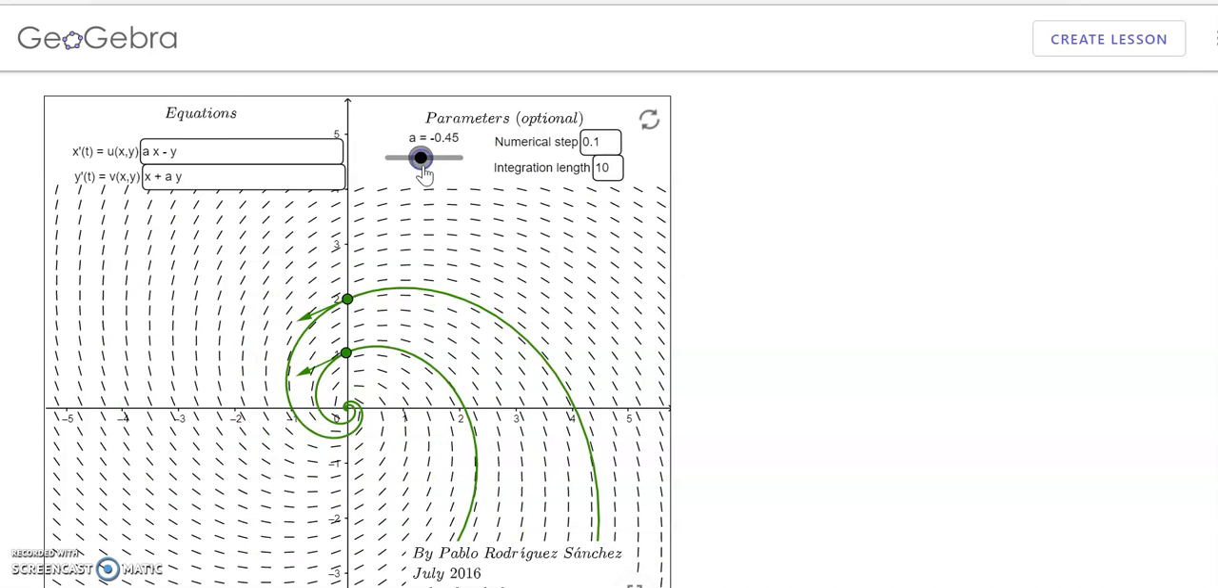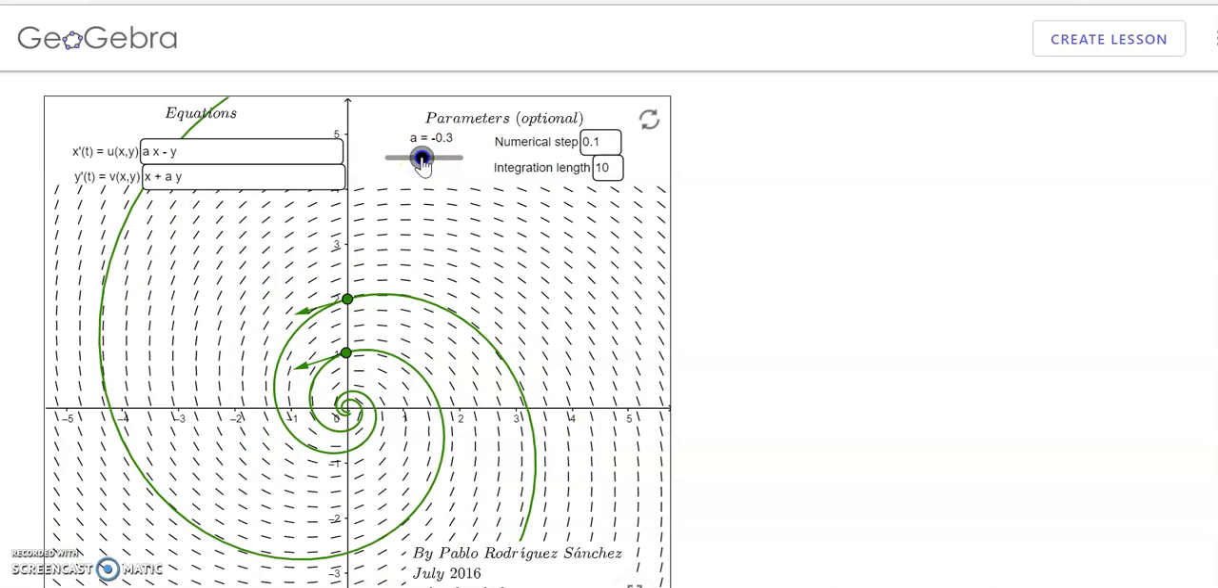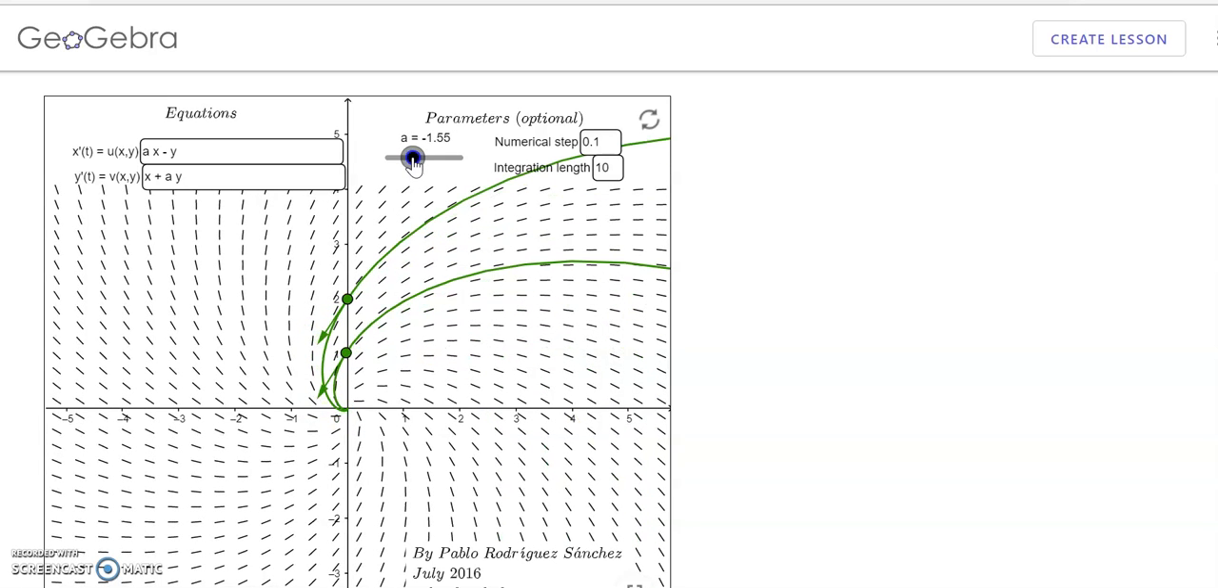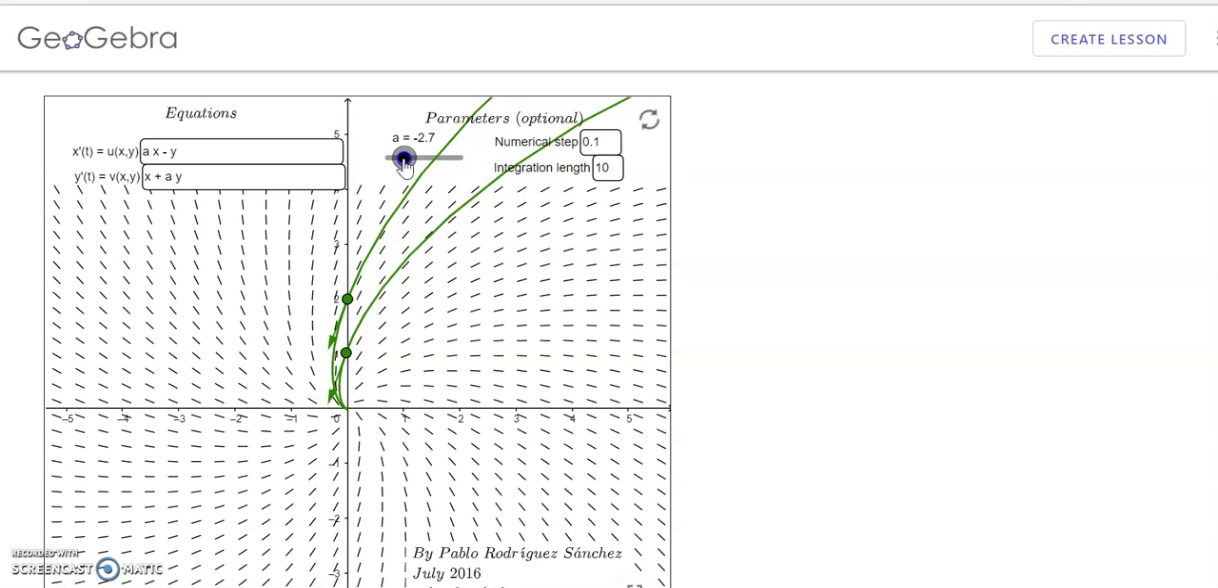Now when a is negative, you can see that the direction of your spiral changes, so that it will be approaching 0. As t approaches infinity, it is coming towards your critical point, which is the origin. So it is going inward, so you have a spiral which is going inward. So when a is negative, it is going inward. This is how you get the spiral.